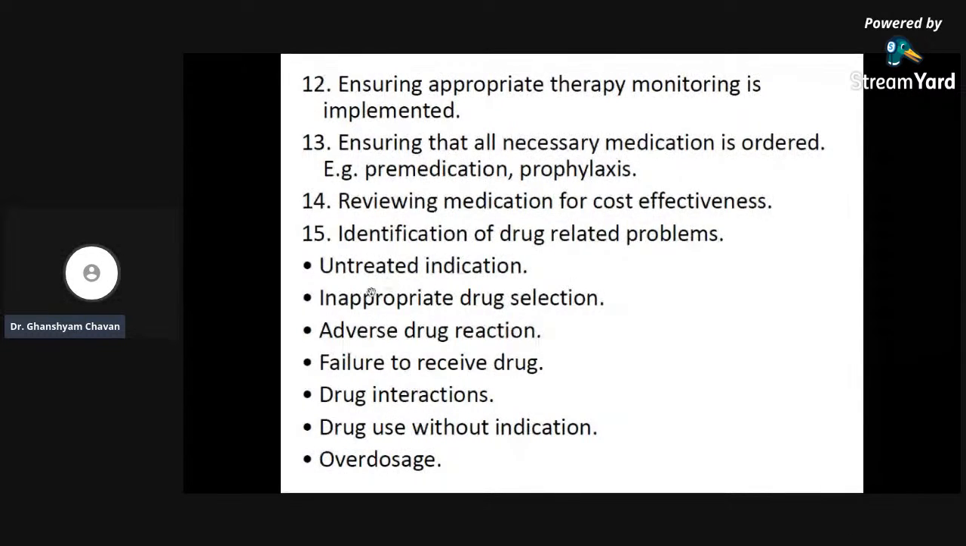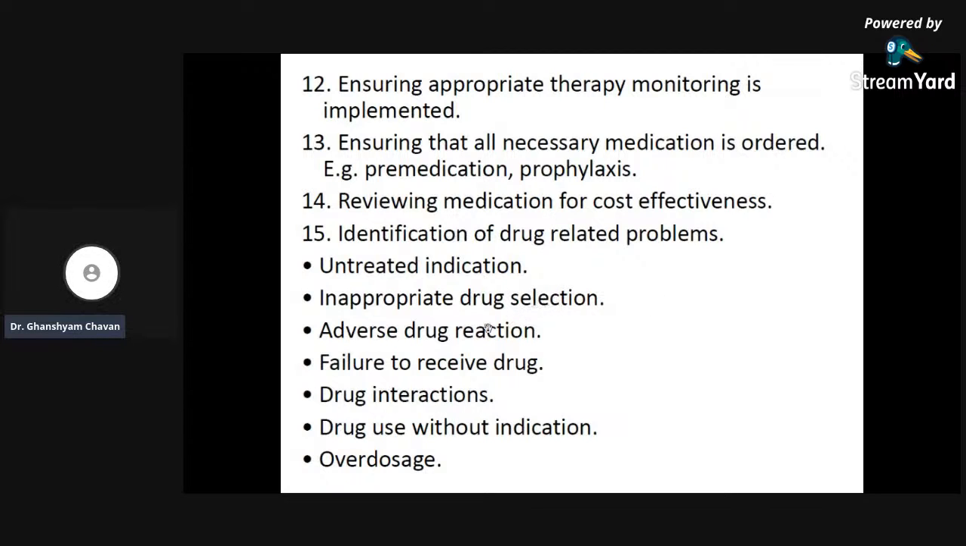Next is inappropriate drug selection. When you are not doing a proper diagnosis, that may happen. So that's why if you diagnose properly, you must go for the proper, appropriate drugs.